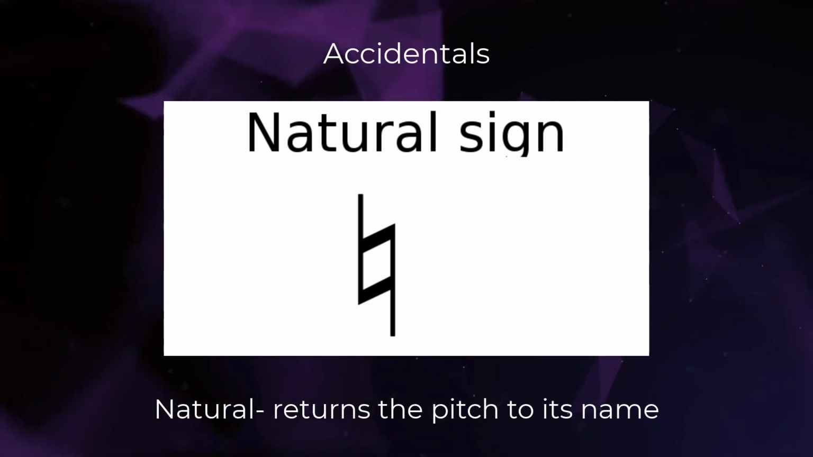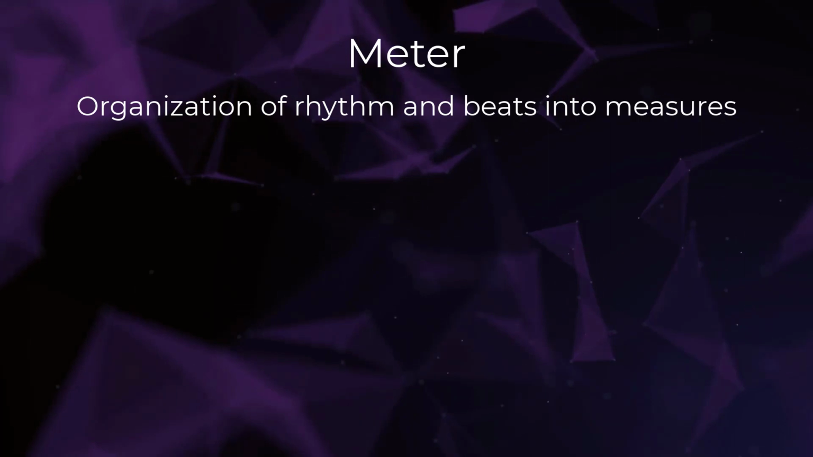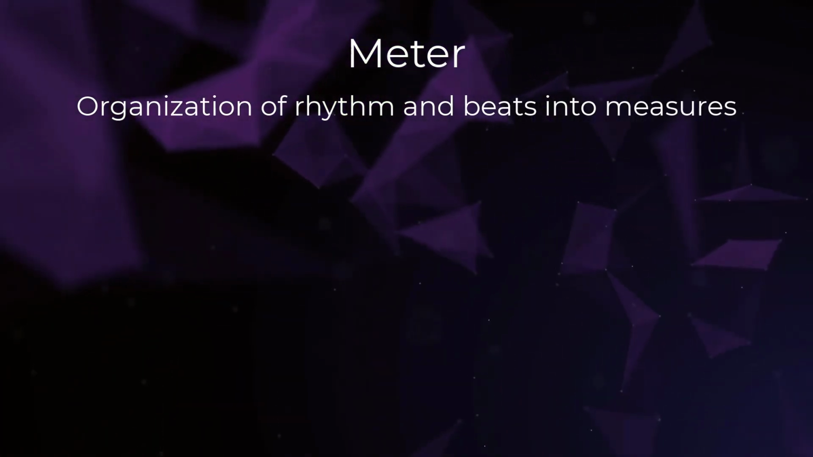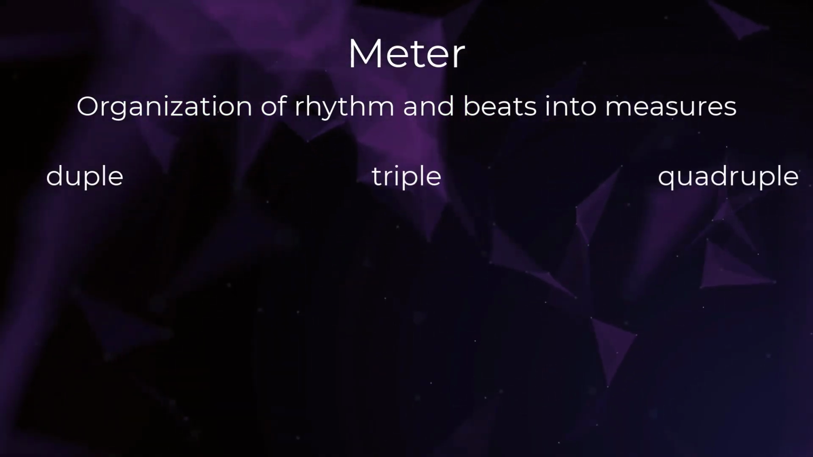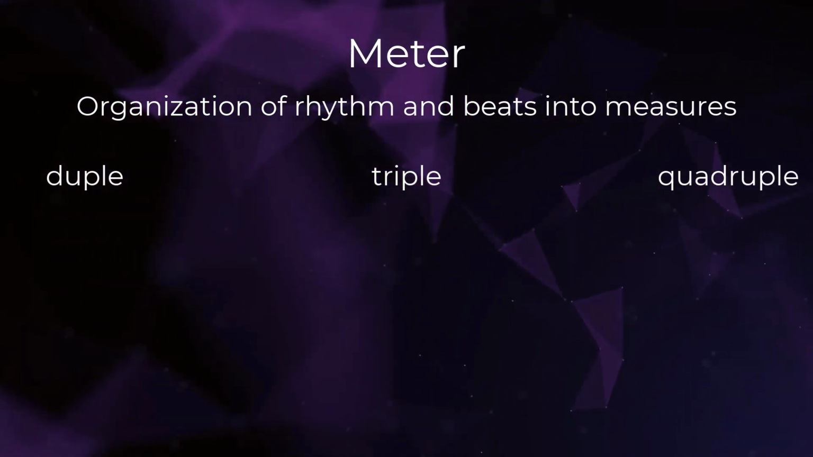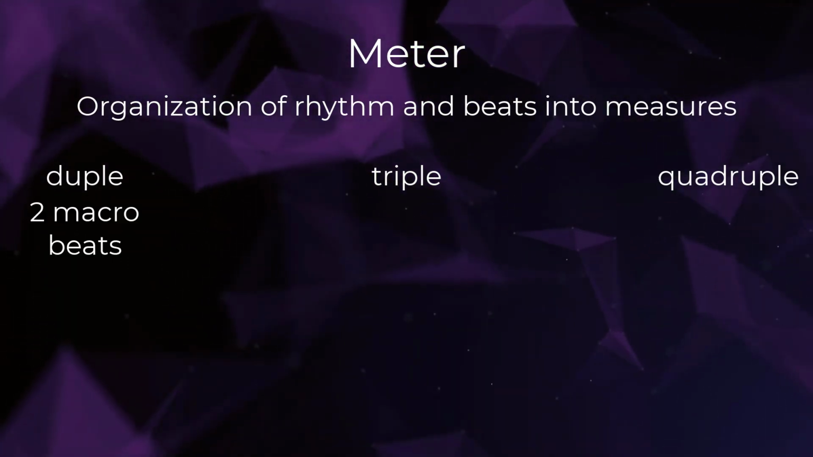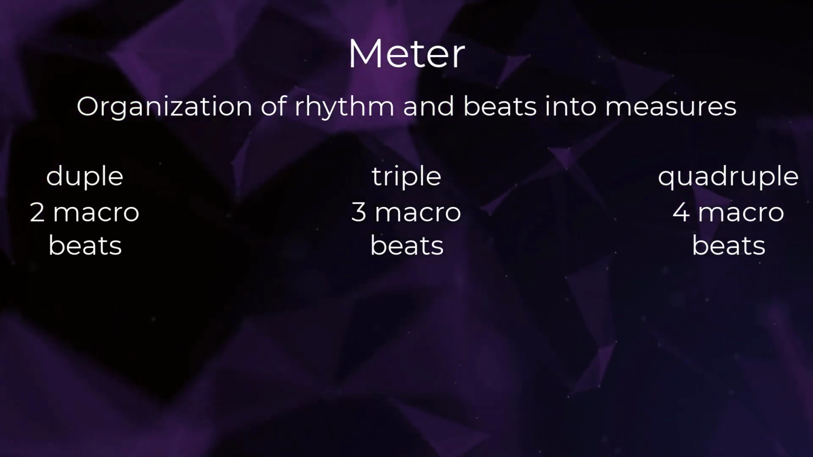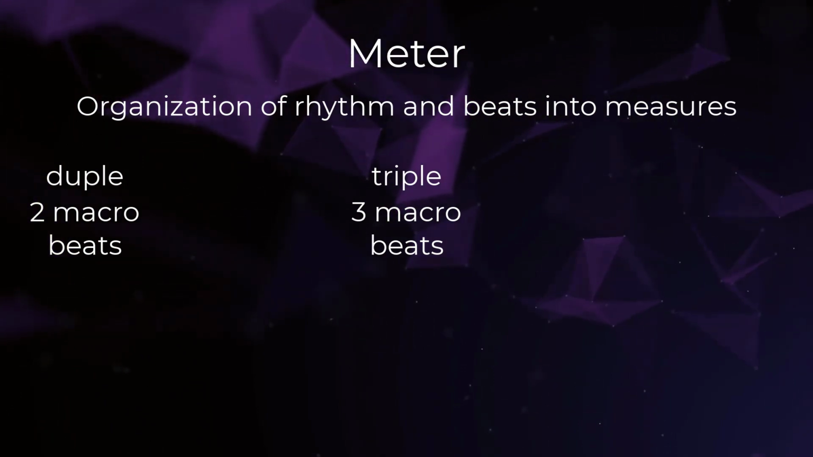Meter is defined as the organization of rhythm and beats into measures. There are several different ways to categorize meter, but for now, let's look at duple, triple, and quadruple. These classifications take the large beat, or macro beat, and divide them into 2, 3, and 4 respectively. There is only one possible question that will ask you to include quadruple as a possibility.